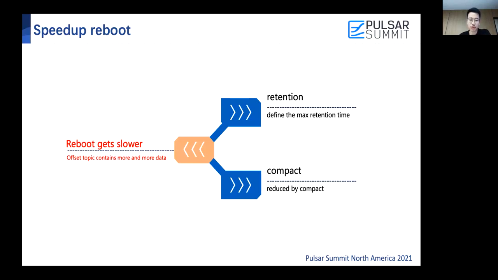Here we have two ways to resolve this problem. The first, we set the retention for this topic, which can limit the max retention time for data in the offset topic. And once data is expired, it will be removed. And second, we add a compact configuration for the offset topic. And this can compact data by key, and the key is a consumer group. By this, we can guarantee that data in this topic will not be too much, and the reboot time will not be long.